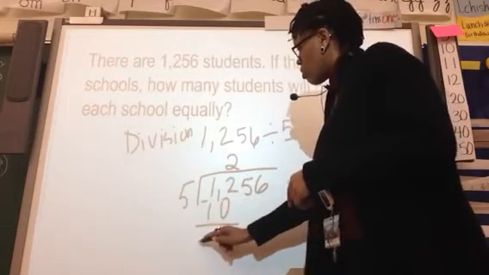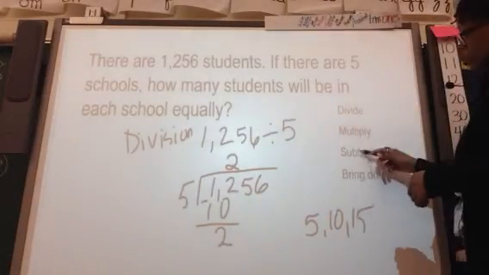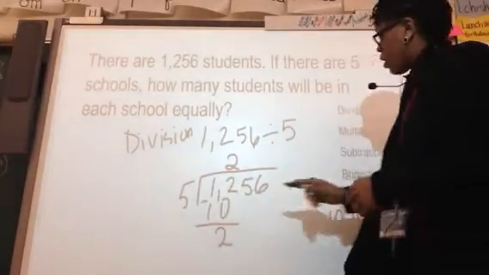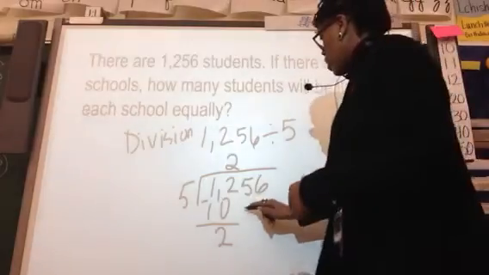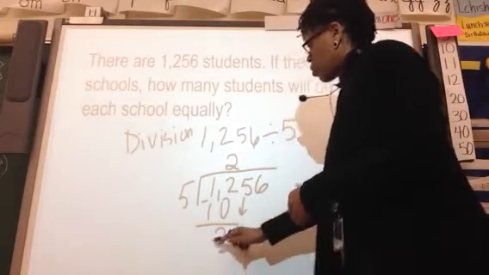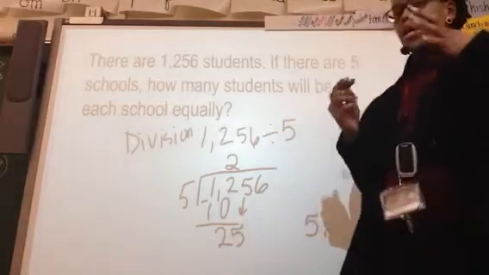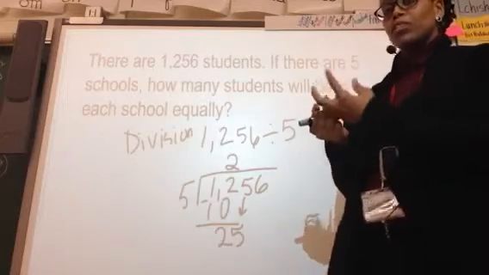1 minus 1 is 0. What do? We just subtracted. Now we bring down the 5 so that you make 25. This strategy is like splitting up your numbers to make them easier to work with.